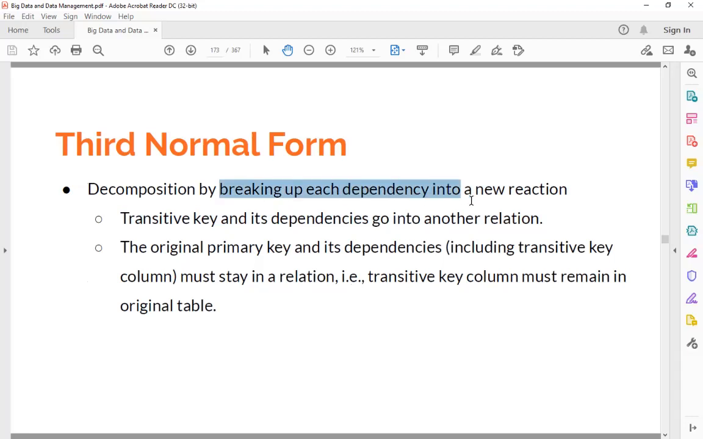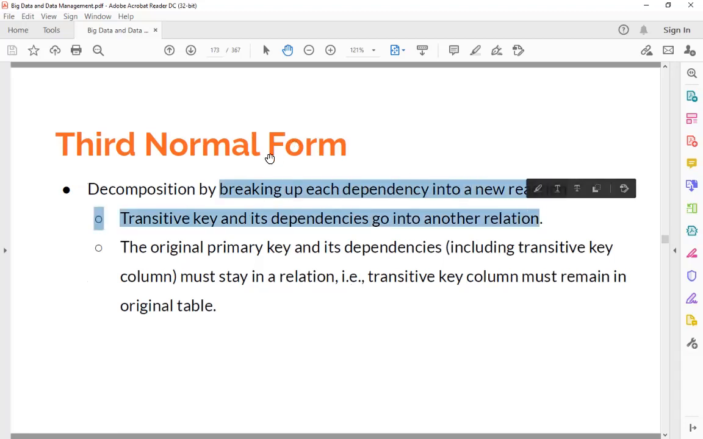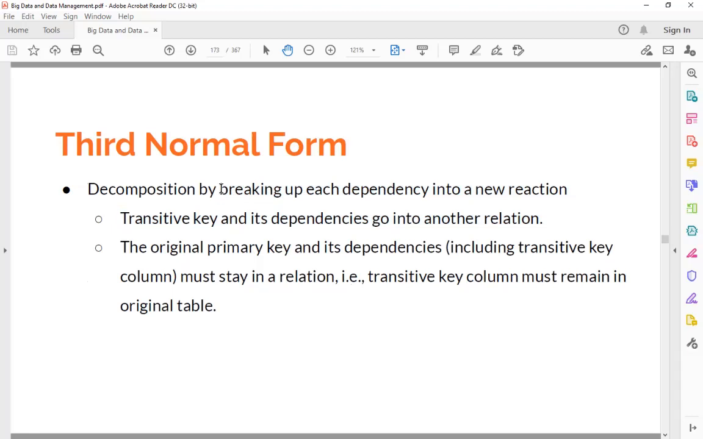At that time we said the same thing. How do you make sure it's second normal form compliant? You will break up each dependency into a new relation. Sorry, that's not reaction, relation. I have to change that. But yeah, the transitive key and its dependencies will be broken up into another relation, while the original primary key and its dependencies, including the transitive key column, must stay in the relation.